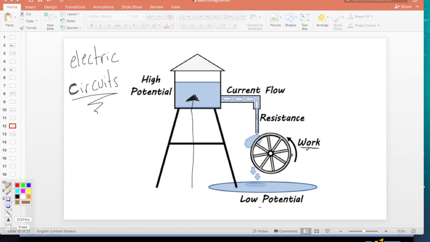Turn some turbines, generate electricity maybe. I can use it to grind wheat, things like that. So I can extract useful energy from this flowing water. And as the water flows down, it eventually settles here at a region of low potential. What if I wanted to get the water back up to a high potential to keep this going? What am I going to have to do? Well, I'm going to have to maybe set up a water pump or something like that.